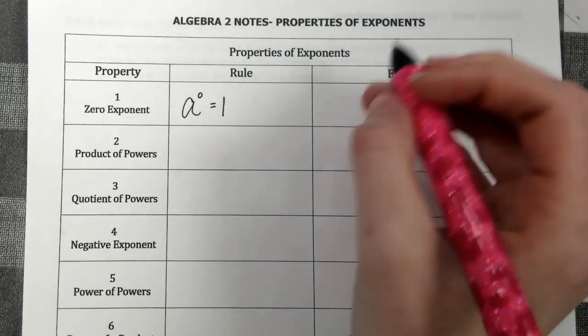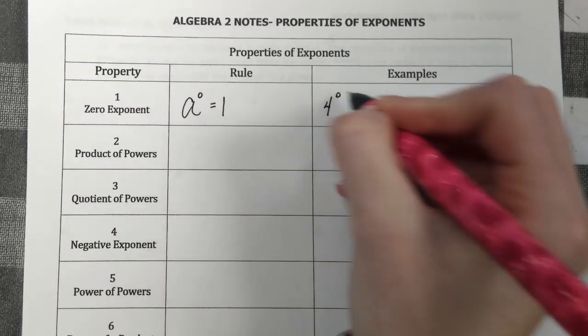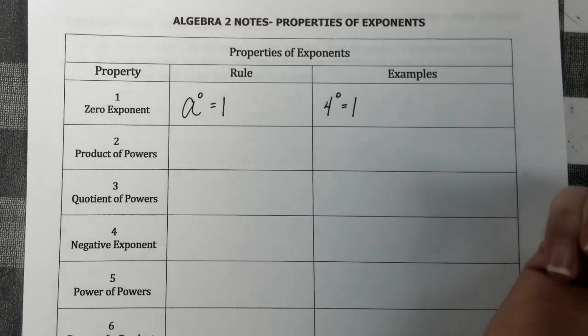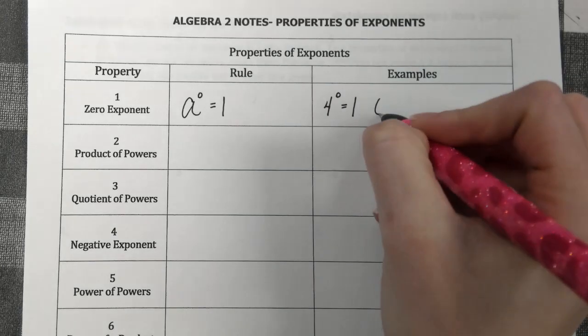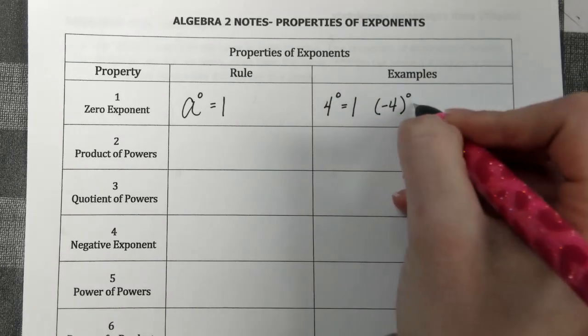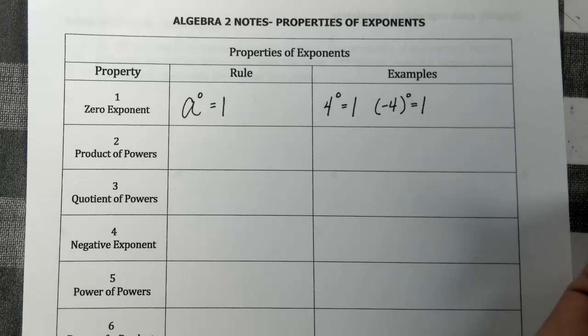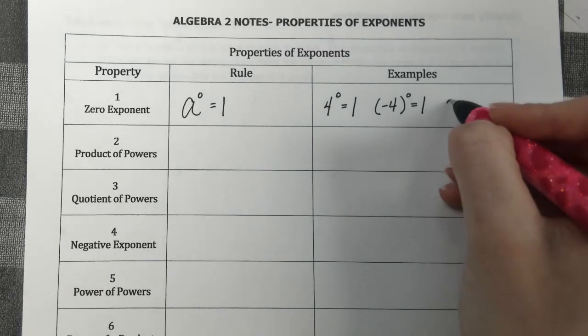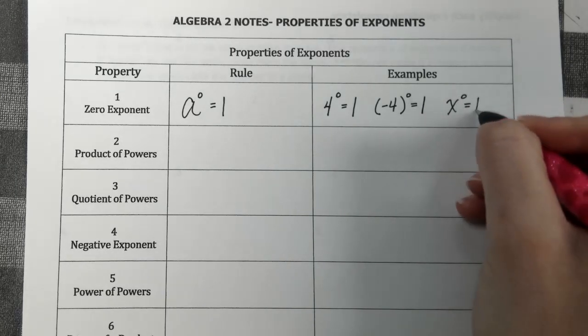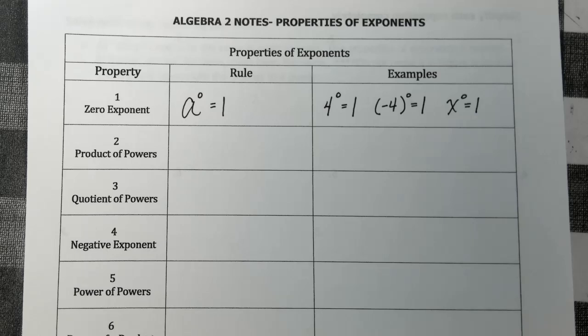So that means if I have 4 to the 0 power, that's 1. If I took a negative 4 to the 0 power, that's also 1. If I have a variable, say x to the 0 power, that's also 1. So anything to the 0 power is 1.